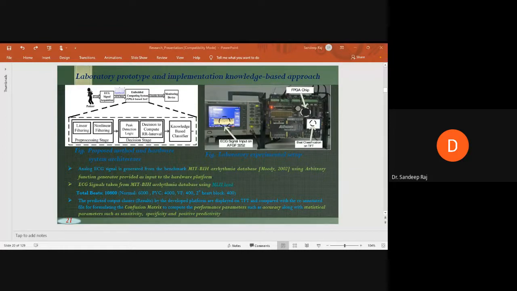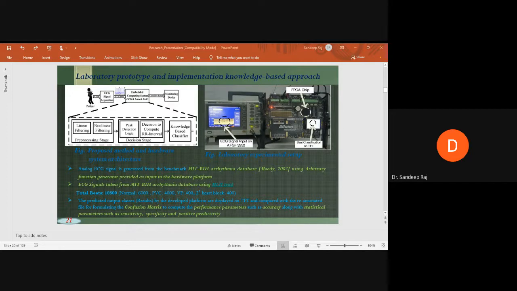Both the data sets are different from each other. So again, in this case, we can see that there is an ARM-based microcontroller platform. Again, the ECG signals are being generated in real time using the arbitrary function generator, and the results are being displayed on the 7-segment display and on the DSO. All the things are the same, only the method has changed.